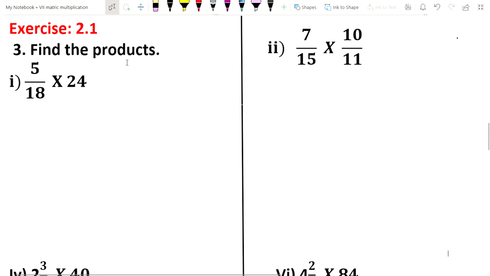See that? Third question we are going to see. Okay, exercise 2.1, third question. Find the products. 5 by 18 into 24.